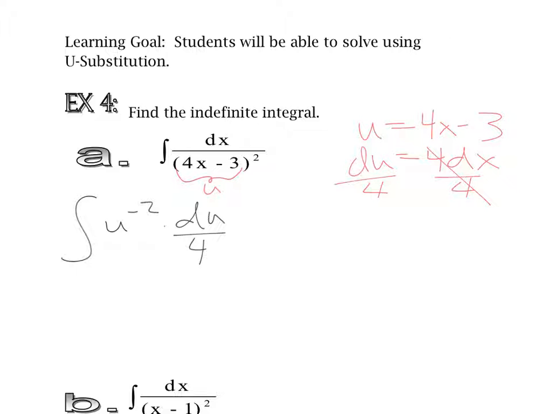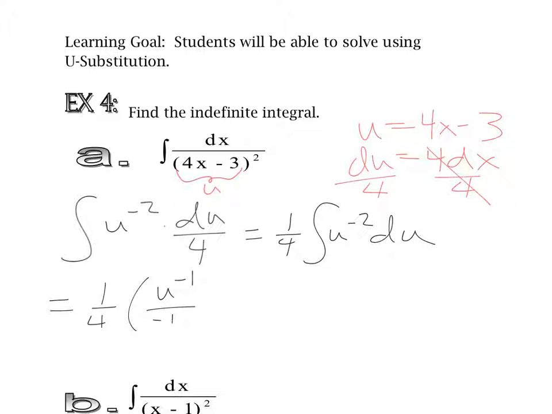Now, hopefully you saw what I did there. We just rewrote this u squared in the denominator as u to the negative 2. So let's also go ahead and rewrite the 1/4 out front, making this simply the integral of u to the negative 2 du. And we know how to take the antiderivative of this, so it's 1/4 times u to the negative 1 over negative 1. And, of course, plus some constant c. If we simplify this, it's simply negative 1 on top, because I can just move the negative on top, over, we just have a 4 and a u on the bottom, plus c.